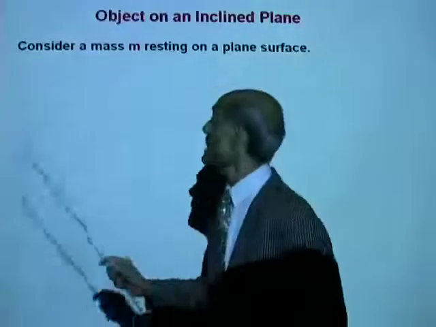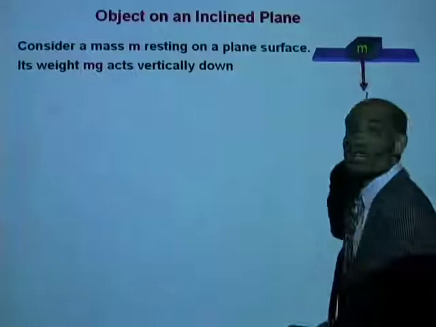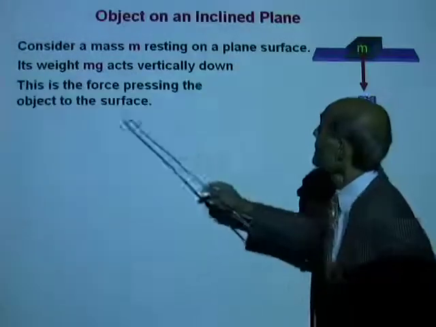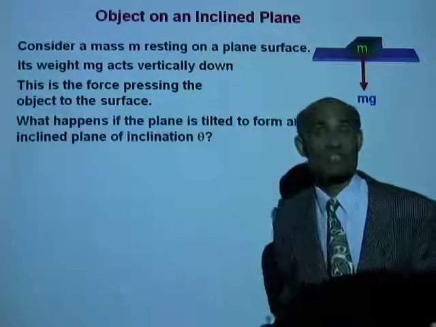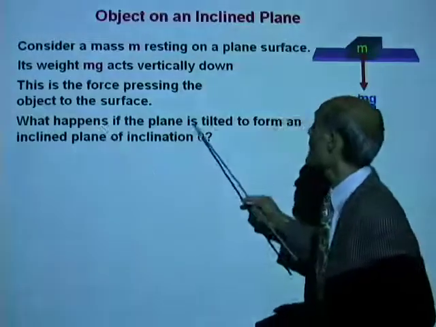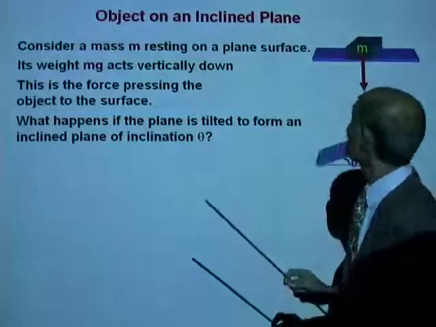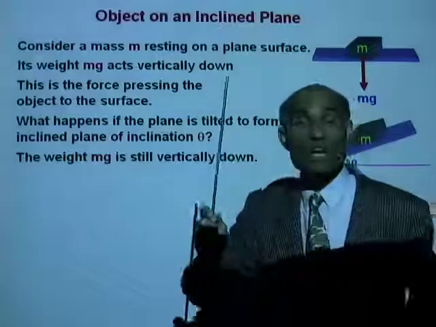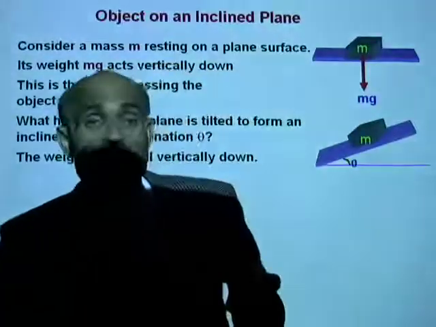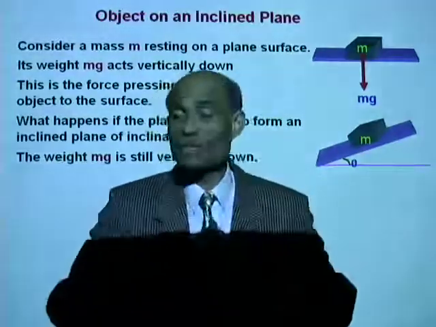Alright, let's consider a mass M resting on a plane surface. Its weight mg acts vertically down. There you are. Now this is the force pressing the object to the surface, as I just showed you. Now what happens if the plane is tilted to form an inclined plane of inclination theta like this? Well, the weight mg is still acting vertically down. You see, no matter how you place an object, its weight will always be vertically down.